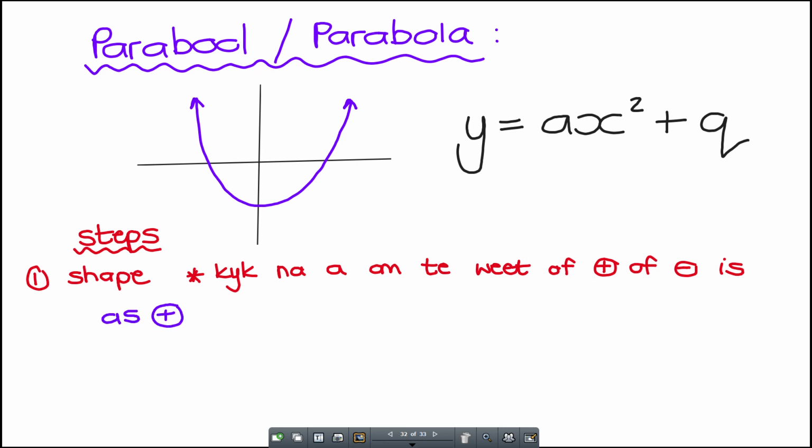Ek hoor dit, iemand het al hierdie gedoen. Waar was jy? Doen jy ekstra klasse? Wanneer het jy dit gedoen?